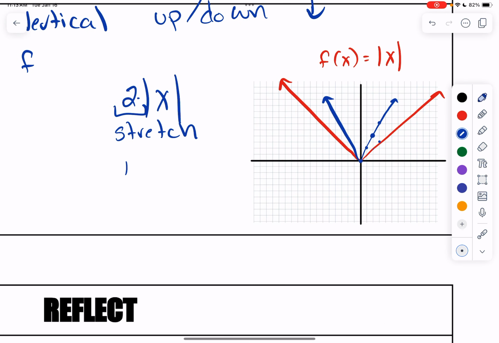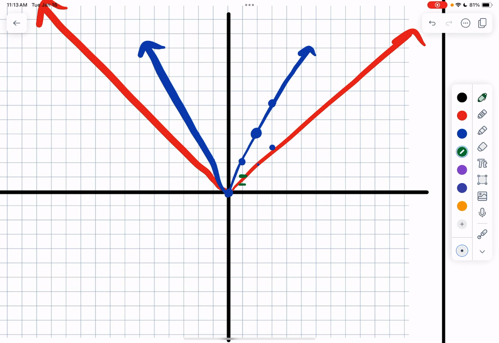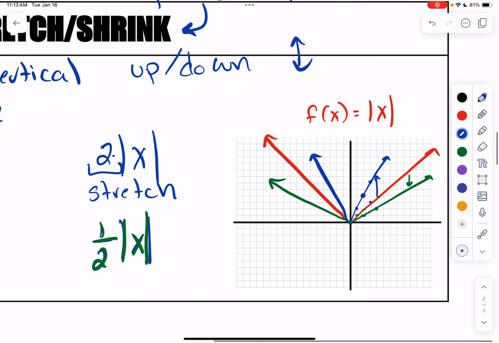Whereas if I multiply by 1/2, let's switch color. By 1/2, let's color in green. It's going to make it half as far. So now instead of this point being up 1, it's going to be up a half. This point, instead of being up 2, is going to be half as far. Instead of being up 4, it's going to be half as far. So it shrinks that graph down. It's really taking this red graph and shrinking it down, whereas this blue one is stretching it up.